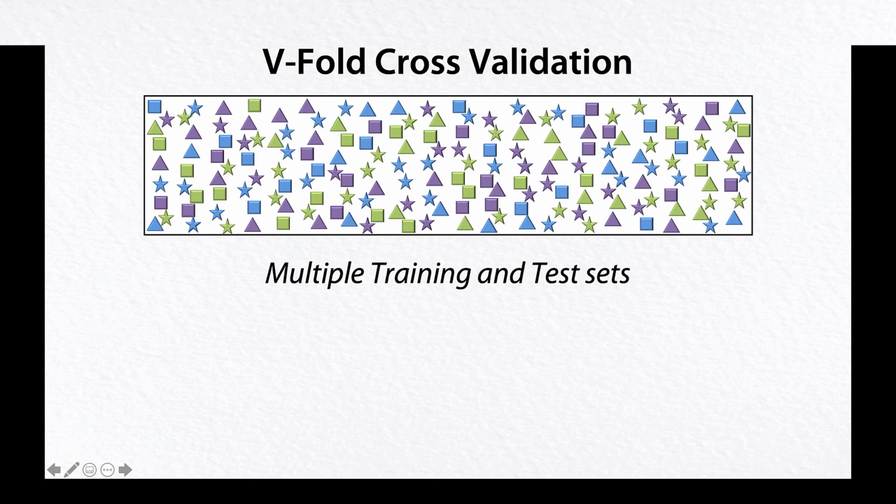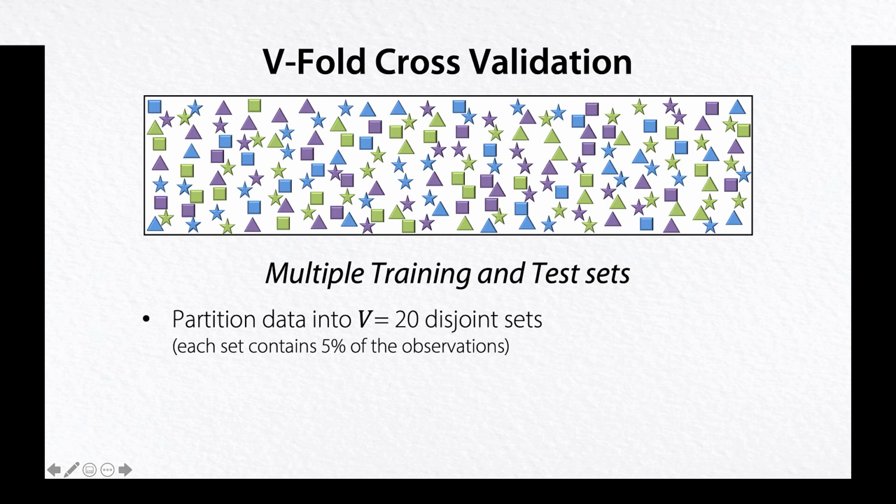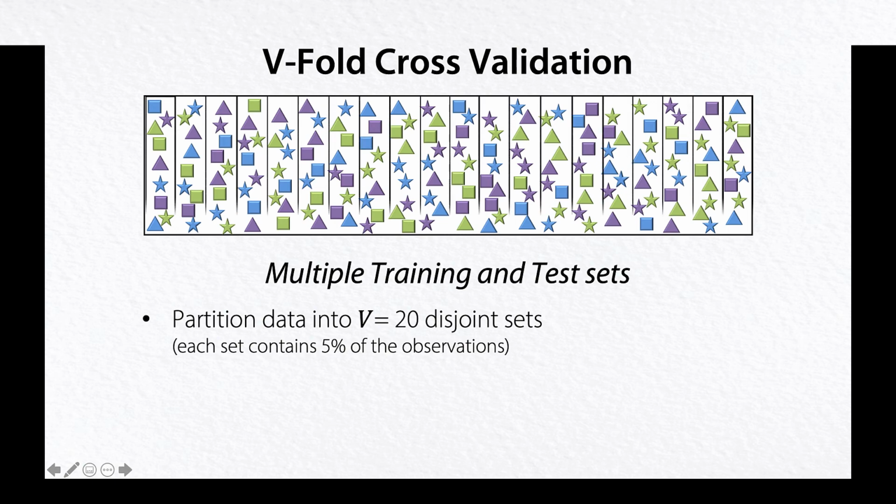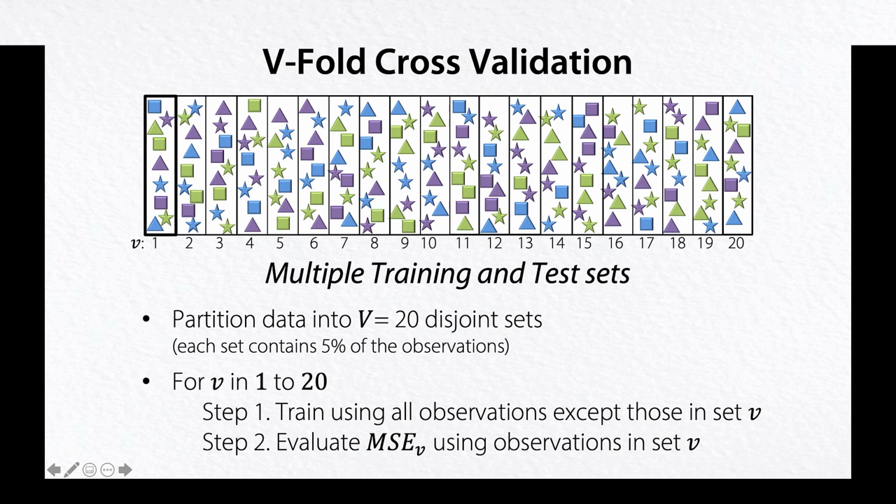For V-fold cross-validation, the data are divided into multiple training and test sets. For example, we can partition the data into V equals 20 disjoint validation sets. Each set contains 5% of the observations, and each observation is assigned to exactly one set. We can consider each set in turn as a validation set, and as shown here, the observations in set 1 are held out, and training is conducted on the 95% of observations in sets 2 through 20.